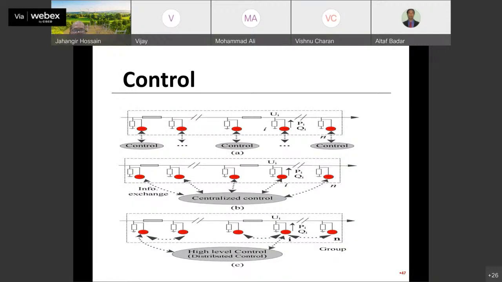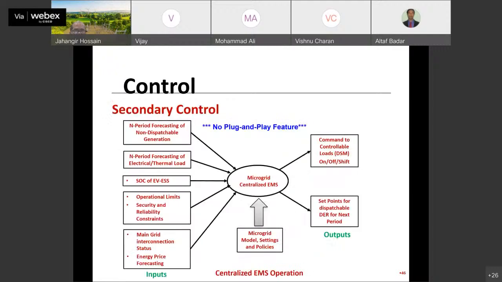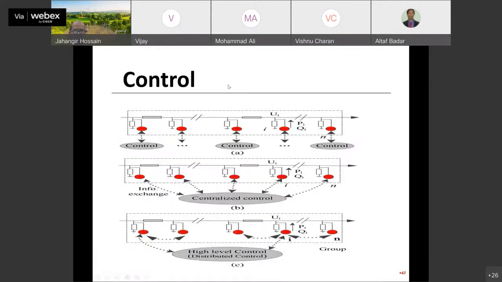But as I said, with centralized control you need very reliable communication with all the devices. That's why you need very high bandwidth and accurate communication, which sometimes makes the system more costly. And also, if communication fails, you will not get your desired performance from the controller.